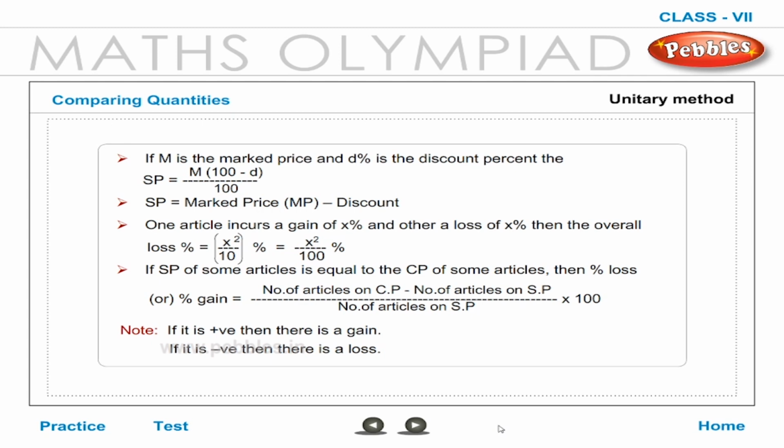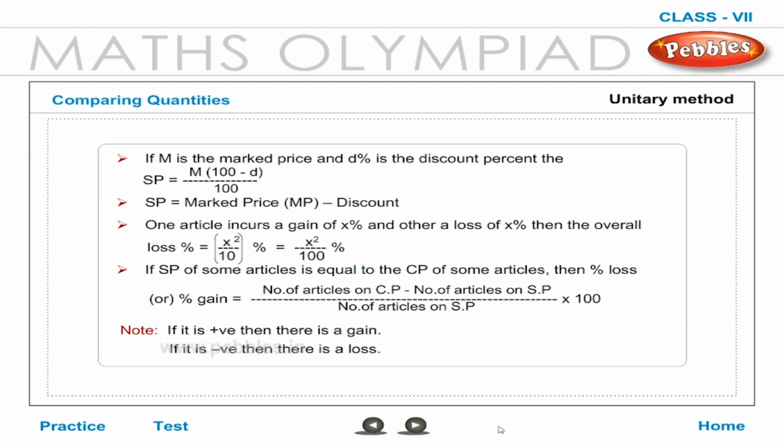If one article incurs a gain of X% and the other a loss of X%, then the overall loss percentage is equal to (X by 10) the whole square percent, which is X square by 100 percent.